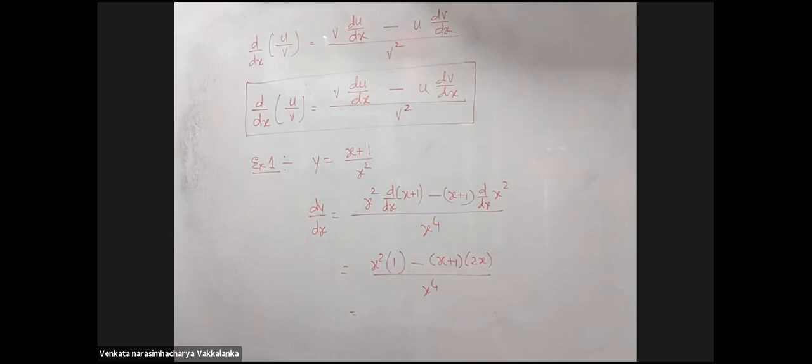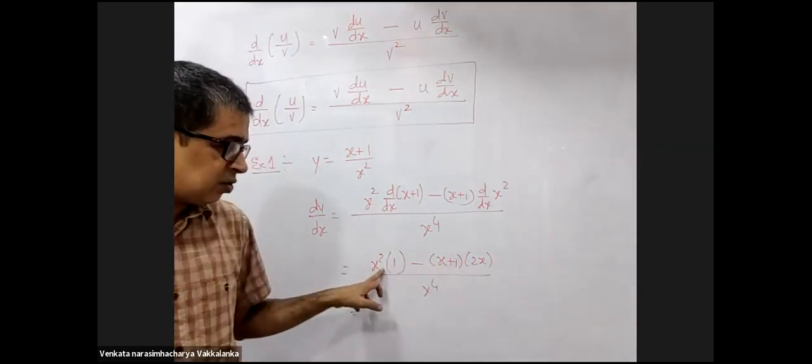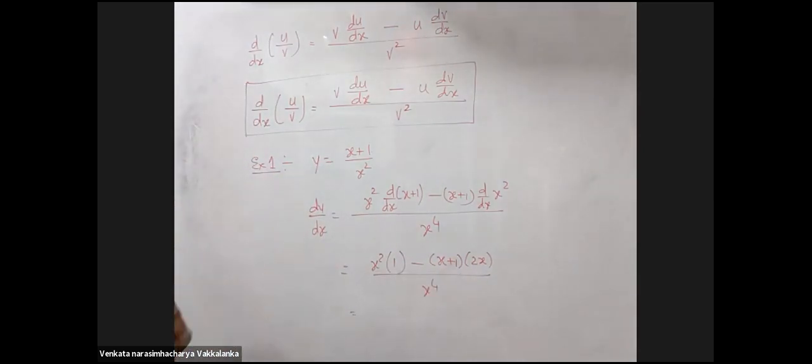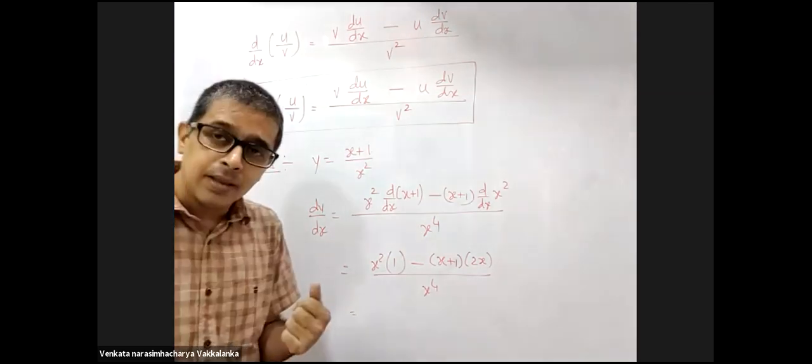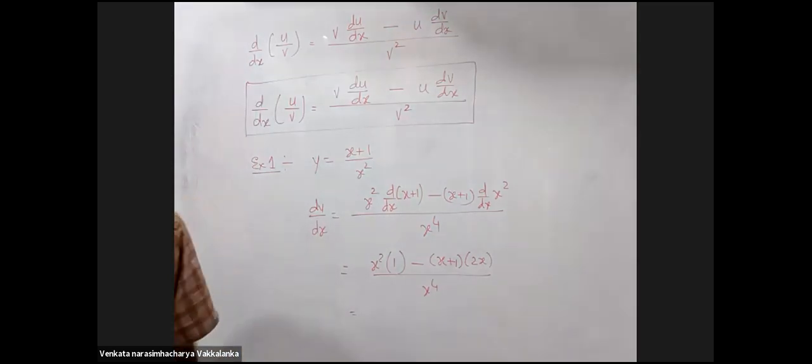Sir, in the next step, do we have to factorize? No, not required. Just simplify this, 2x square and x square. Subtract, and this is minus 2x. Sir, it should be x square into 2, I think. The constant will become 0. Yes, that's right, sir.